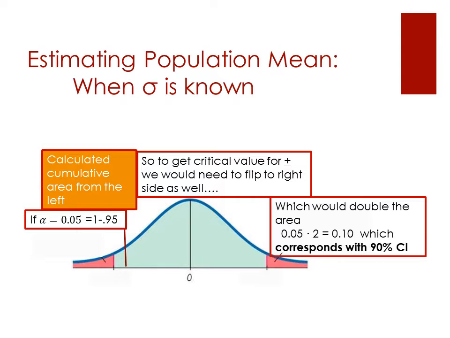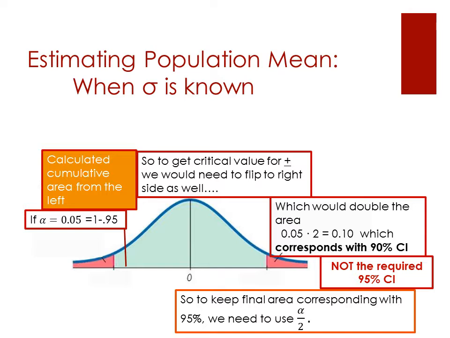Remember, when we do our margin of error formula, our confidence interval formula, we're going to put it on both sides. That will effectively double the area. So 0.05 suddenly becomes 0.10. This is not the required 95% confidence interval. So how do we solve this problem?